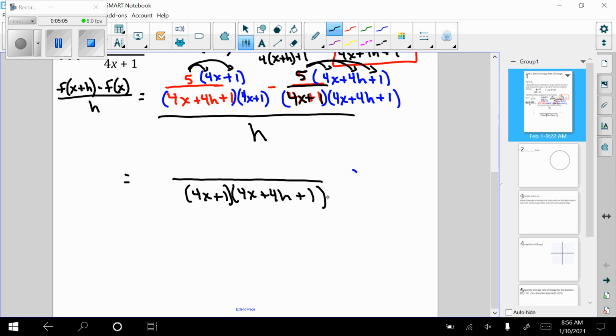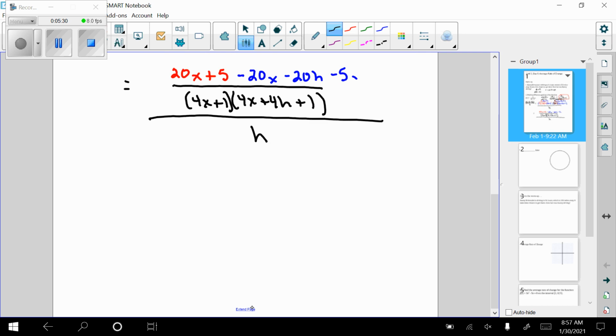In my numerator, I have 20x plus 5. Then if I distribute my negative 5, I have minus 20x minus 20h minus 5, all over h. Don't forget the all over h. Spread out your work so I can help you find your mistake if you make one.